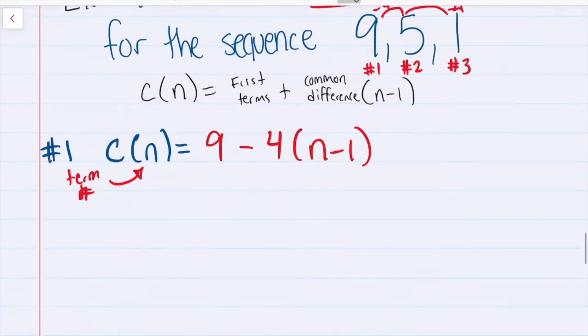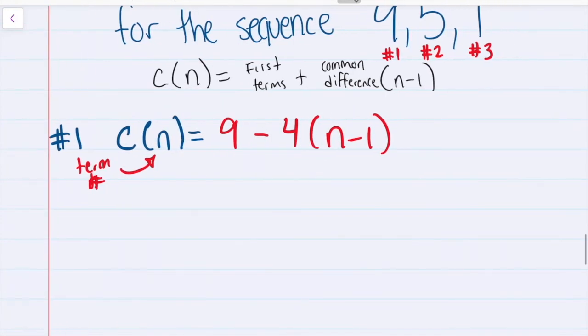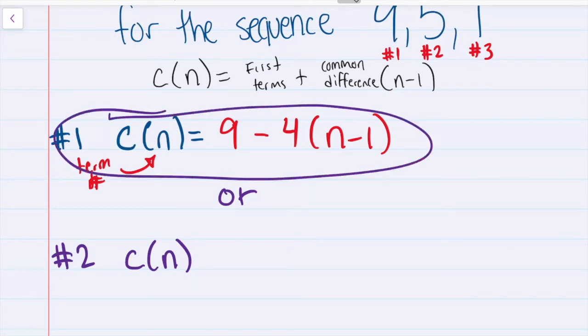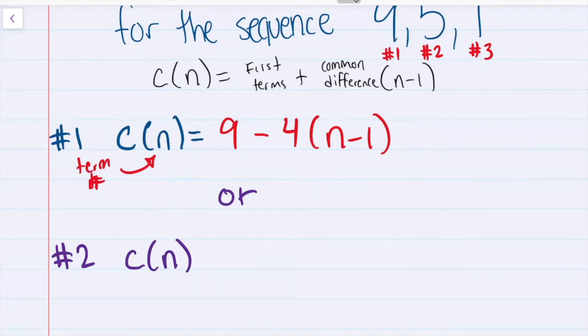However, if you haven't heard before, explicit formula actually has 2 ways to write it. There's actually another form you have to remember. And it's not that crazy. All you have to remember is your explicit formula could look like this, or it could be simplified. And when I mean simplified, all I mean is do the distributive property.